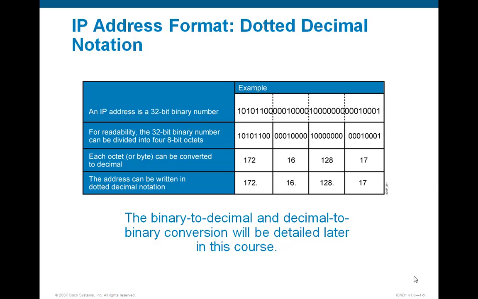IP address format. So TCP/IP address is basically a 32-bit binary number. It can be converted into a decimal number. Each TCP/IP address contains 4 octets. Each octet is separated by a dot. That's why we can call it a dotted decimal notation in the format.